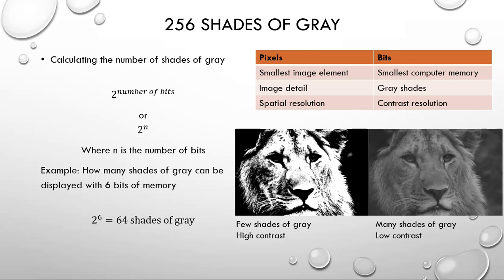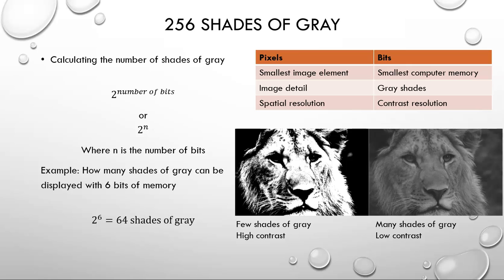The way that is done is you can calculate the number of shades of gray by simply taking 2 to the number of bits that we're using. Remember when we had 1 bit, when we had a bistable image, that would be 2 to the 1, or 2 shades. If we have 2 to the 8, which we would have with a whole byte, we'd have 2 to the 8, which is 256.